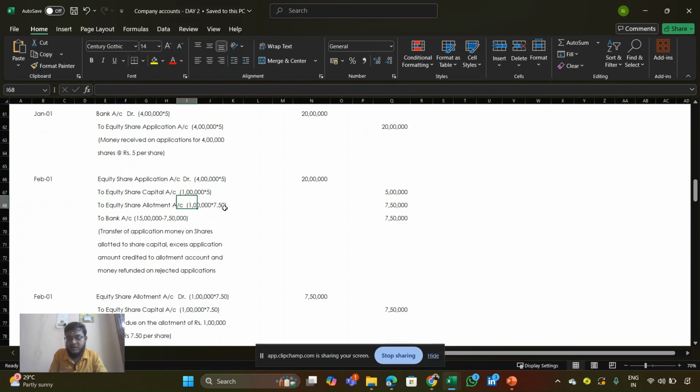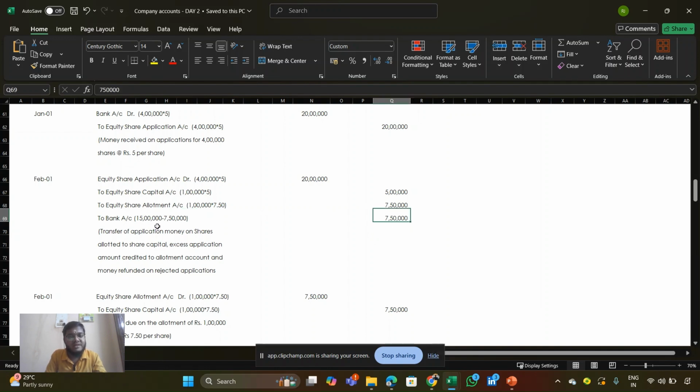So, for example, if the allotment amount is 100, we have to adjust until 100, and the balance will be rejected. We can't allocate more than 100. In allotment, the amount is only 7 lakh 50. So we have to allocate only up to 7 lakh 50, and the balance amount will be rejected and refunded. Since 7 lakh 50 is allocated, and 15 lakh is the excess application, the balance 7 lakh 50 is rejected. So to bank account, 15 lakh minus 7 lakh 50, 7 lakh 50 is rejected.